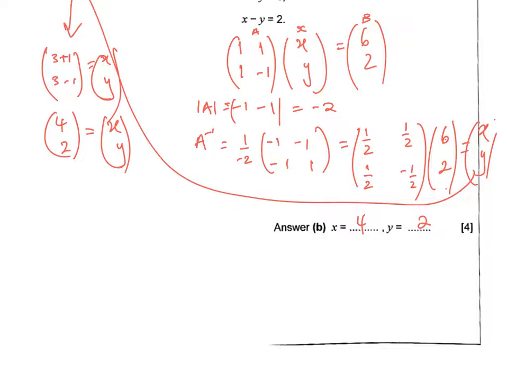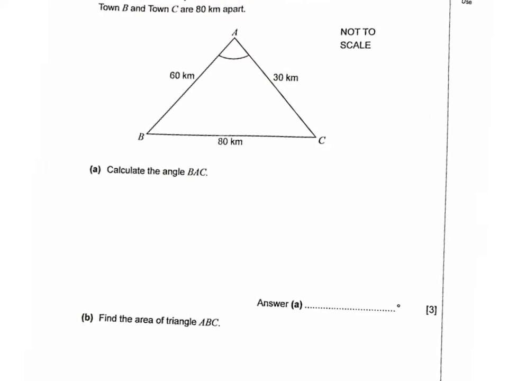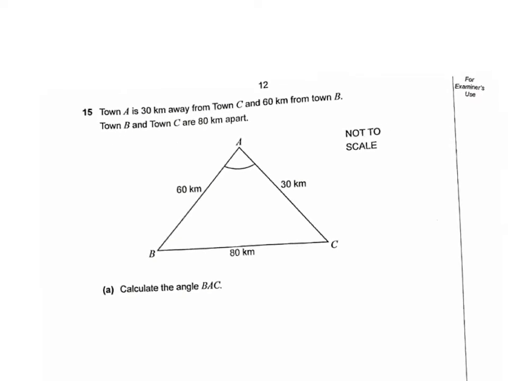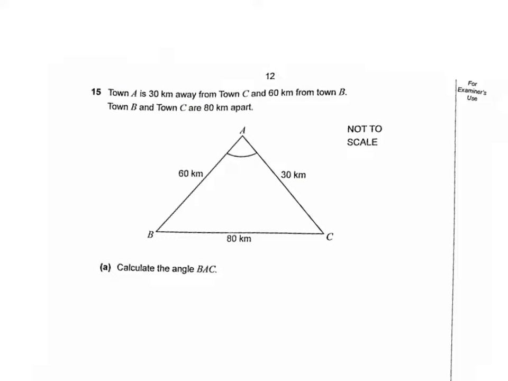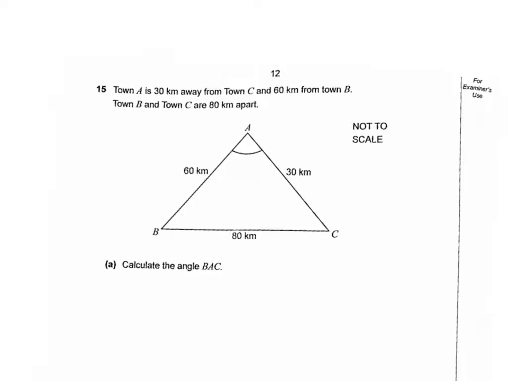Okay, then the next question. Question 15. I have town A is 30 kilometers away from town C and 60 kilometers from town B. Okay, calculate angle BAC. We want to get this angle.